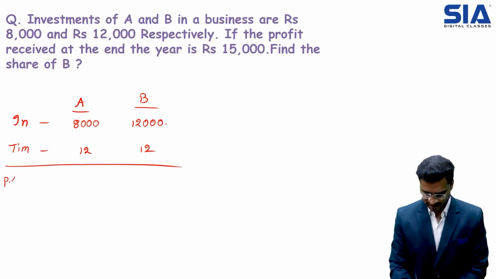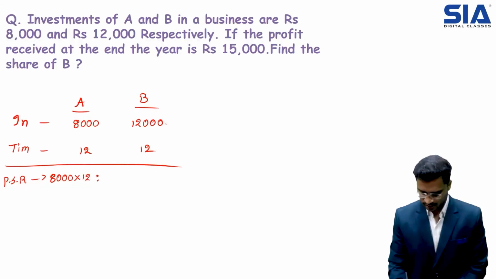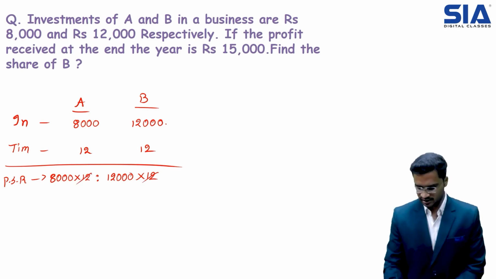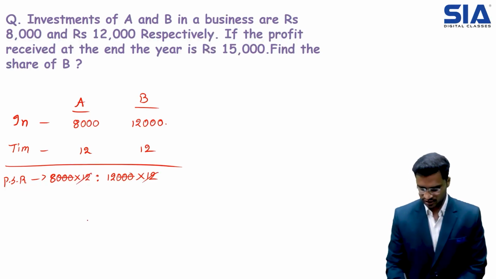So the profit sharing ratio becomes what? It is 8,000 multiplied by 12 ratio 12,000 multiplied by 12. So 12 and 12 get cancelled, and 3 zeros get cancelled. I am left with a ratio of 8 ratio 12, which can be written as 4 2s are 8, 4 3s are 12. So the profit sharing ratio is 2 ratio 3.